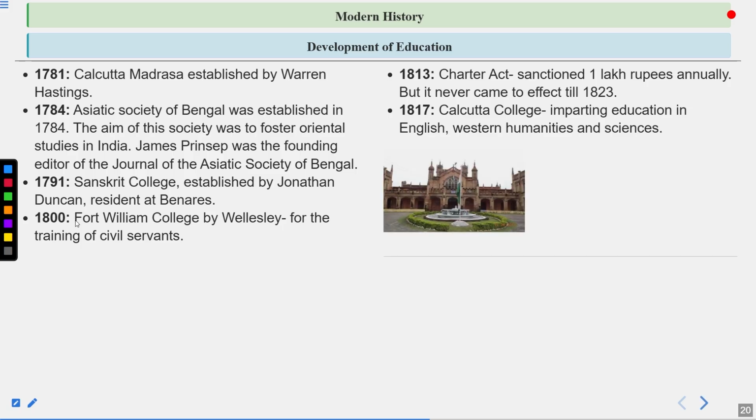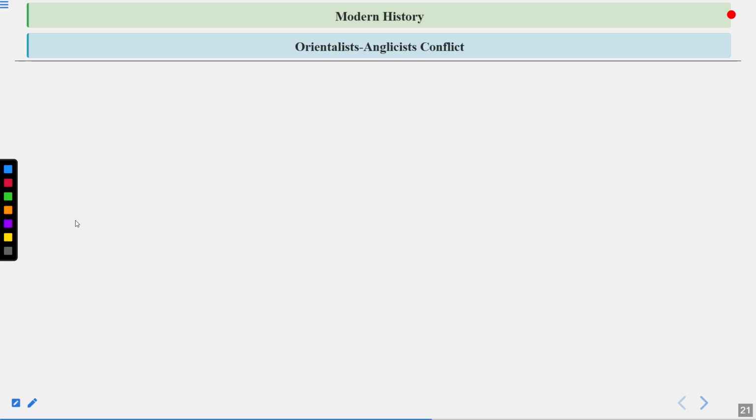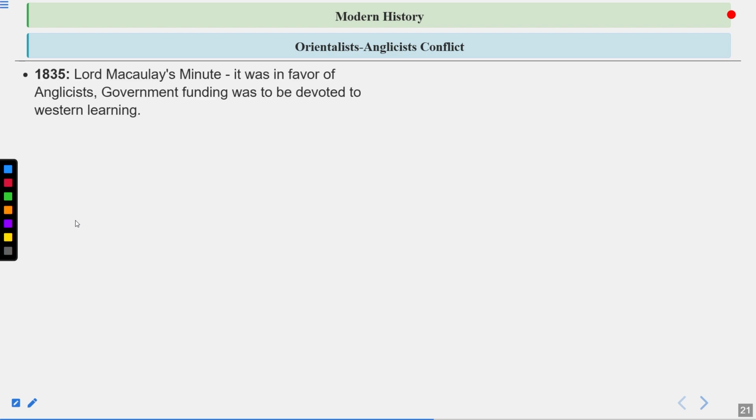So these are some of the developments related to the education that were going at that time, and mostly in favor of the Western education to be introduced in our country, that is in India. Orientalists, Anglicists conflict. 1835, Lord Macaulay Minute. It was in favor of Anglicists.